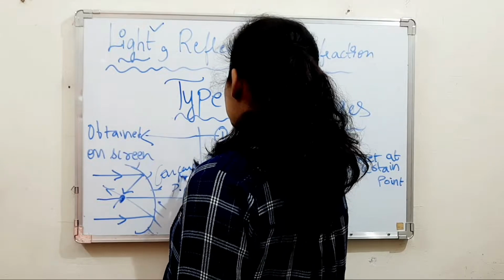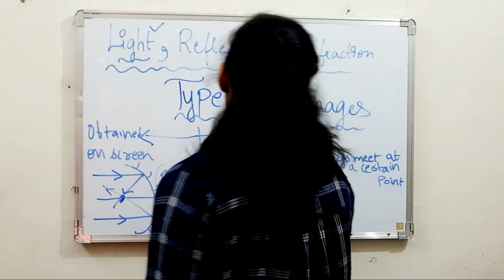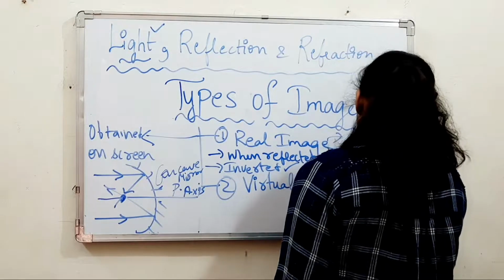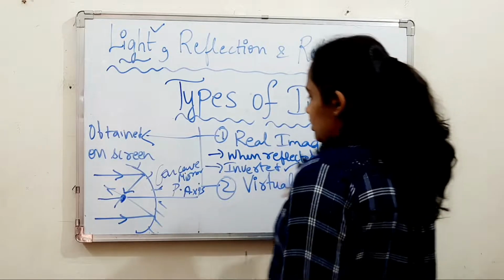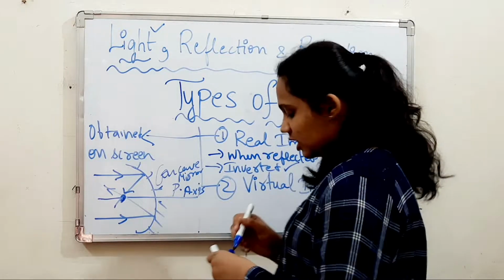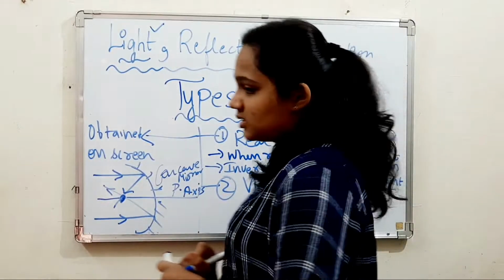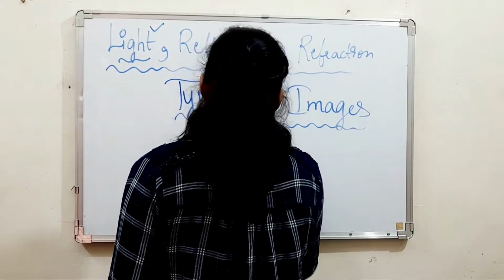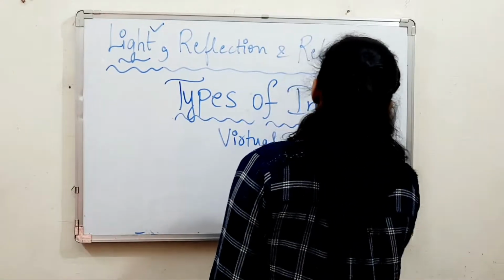So real image is formed in which type of mirror? Real image is formed in concave mirror. This point also you can note down. So this was everything about the real images. Now for virtual images, let me erase everything. So let's talk about virtual image.